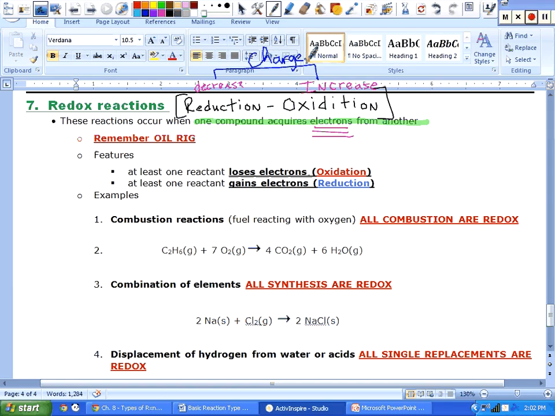So it is kind of tricky, and this is where the oil rig comes in. Oil rig. What it stands for is oxidation is a loss of electrons. Okay? So, oil. Oxidation is a loss. What do you think rig stands for? It's a gain. Very good. So reduction is a gain. So essentially, it's right there. Okay? Reduction is a gain of electrons. It is backwards. That's the tricky part.